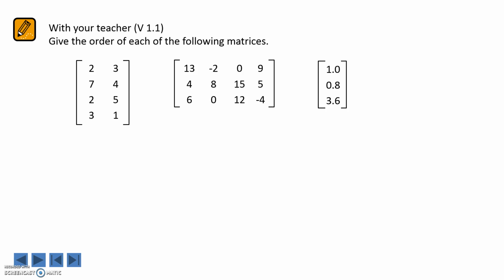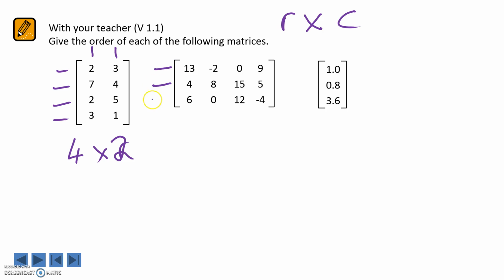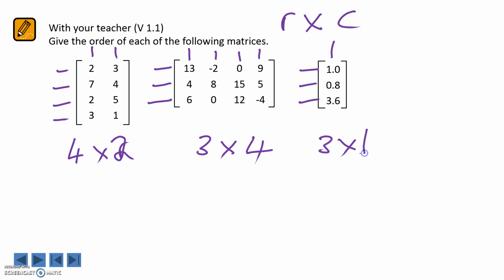So you should be with your teacher, volume 1.1 now. So we're just going to give our order. So it will be rows times columns. 1, 2, 3, 4. 4 by 1, 2 rows. If we have a look at this one, 1, 2, 3 rows, 1, 2, 3, 4 columns.